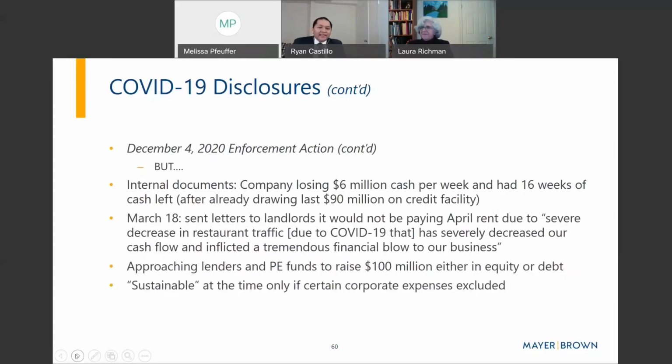But then, behind the scenes, the picture was much different. Internal documents showed that the company was losing about $6 million in cash per week, and they had only 16 weeks of cash left. A few days before they filed the 8K press release on March 18, the company actually sent letters to landlords that it will not pay April rent because, quote, of the severe decrease in restaurant traffic that severely decreased our cash flow and inflicted a tremendous financial blow to our business. The company around the same time was also approaching lenders and PE funds to raise $100 million in financing.